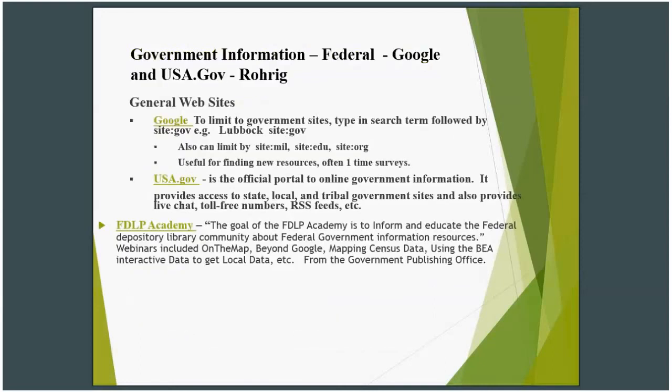When you're searching Google, you can limit by domain. I found the most useful are limiting by military, education, organization, and government. These can be useful for finding new resources that are out there, and oftentimes the one-time surveys. For instance, Lubbock, I think, was referred to as the friendliest town in the nation, which is probably from some magazine's survey. So that can be of use.